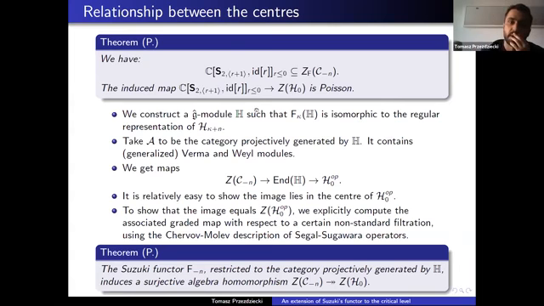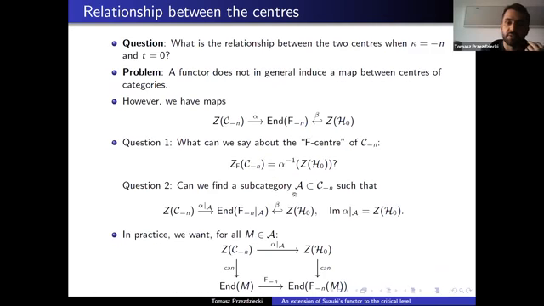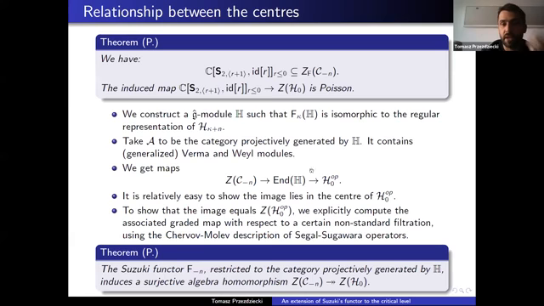Regarding the second question, we can in fact find such a nice subcategory that makes such a diagram commute. And the category which I consider is this category which is projectively generated by a module which is taken to the regular representation of the Cherednik algebra by the Suzuki functor. And so I had these maps from the Feigin-Frenkel center to the endomorphism ring of H, which goes to the opposite of the rational Cherednik algebra. And it's relatively easy to show that the image lies in the center.